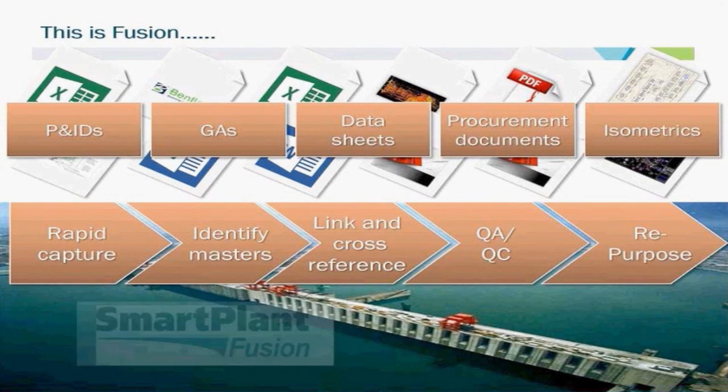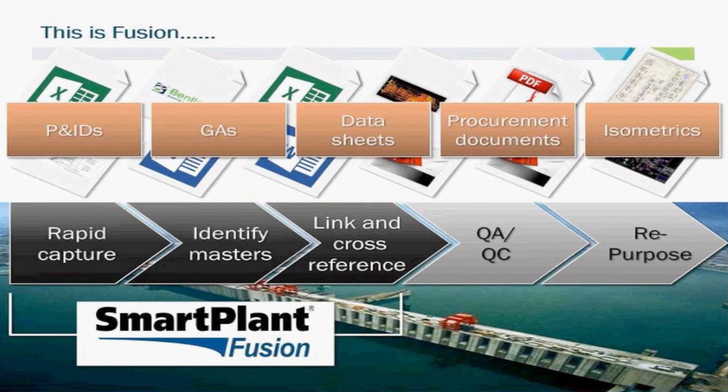So where SmartPlant Fusion fits within this whole portfolio, it basically takes care of the first 3 steps. Once those 3 steps have been completed, and the quality assurance and quality check process is completed, for which various tools are available from Intergraph, you go into the H2O information management module, where you start managing this information or repurposing this information.